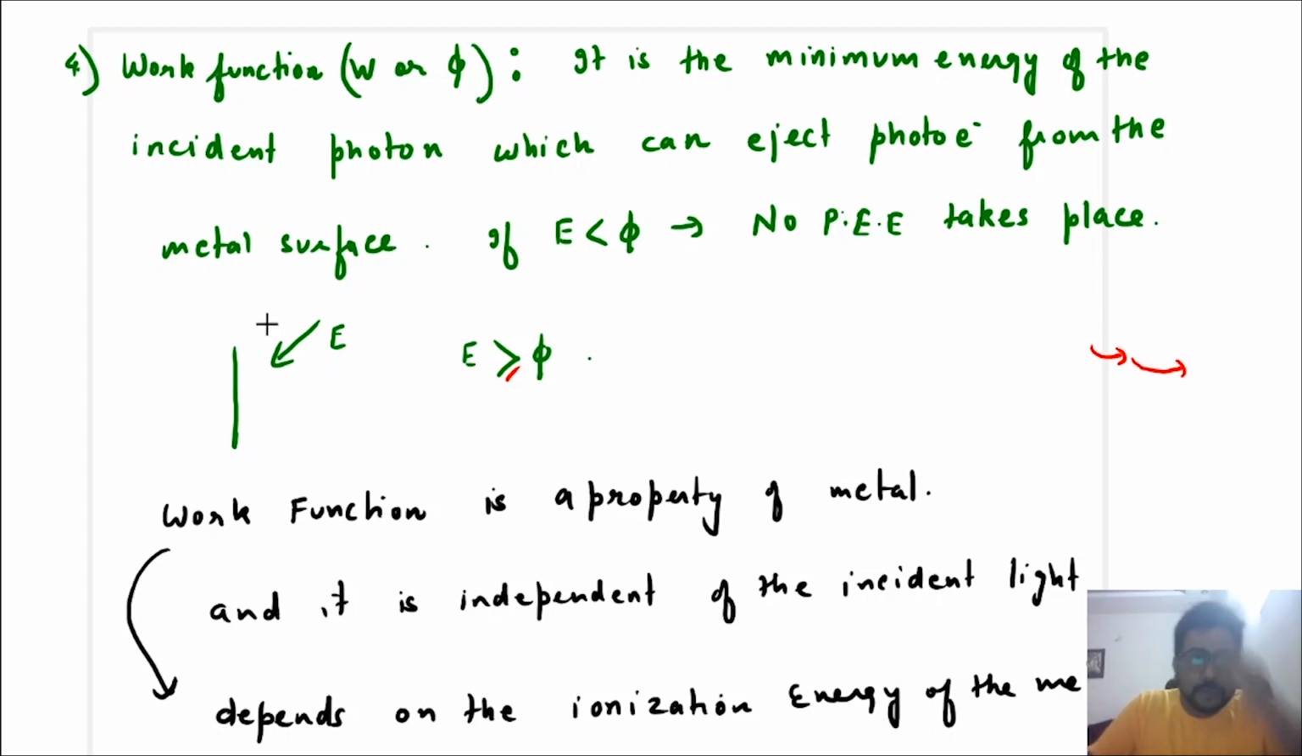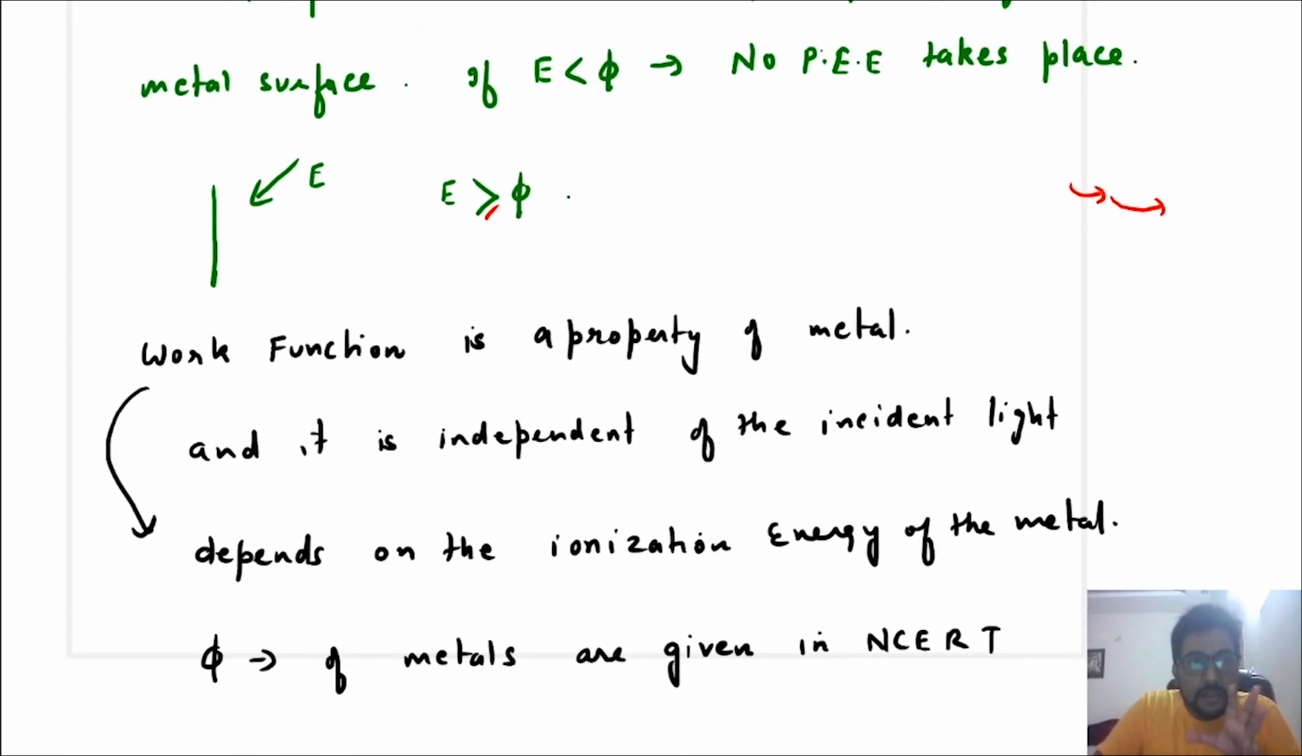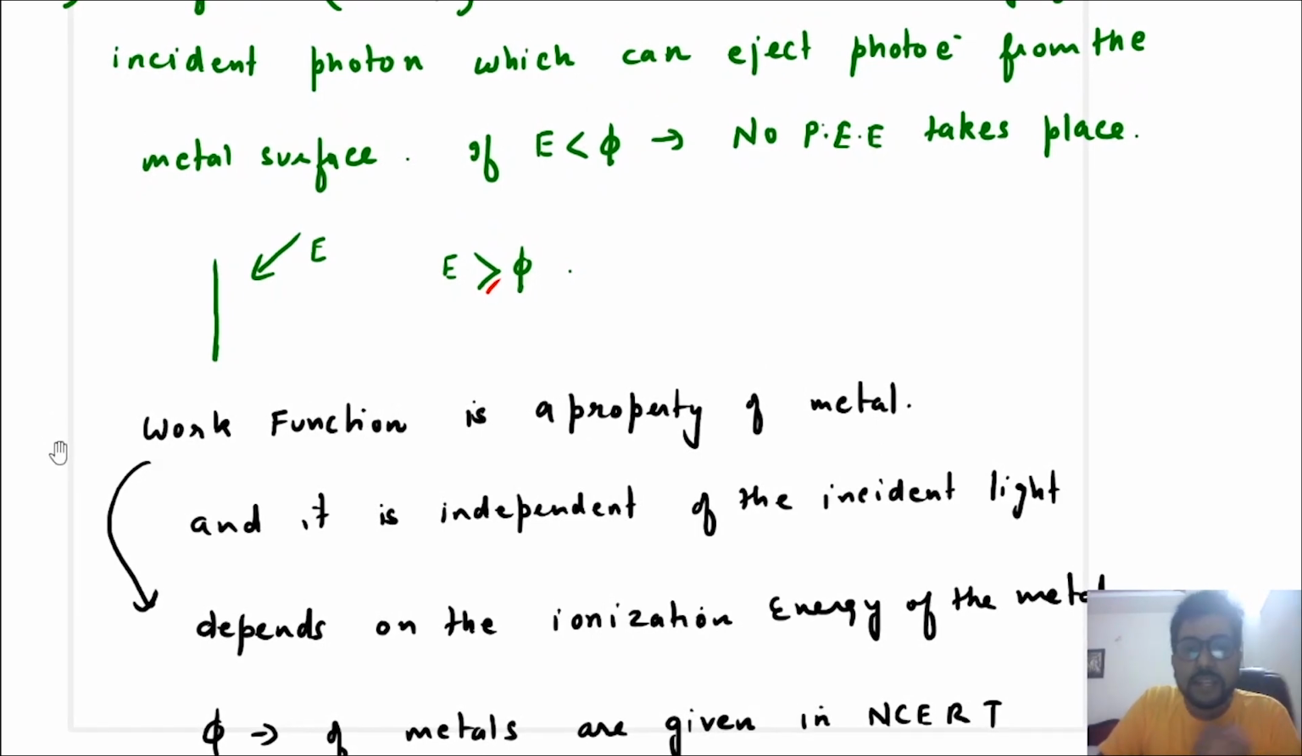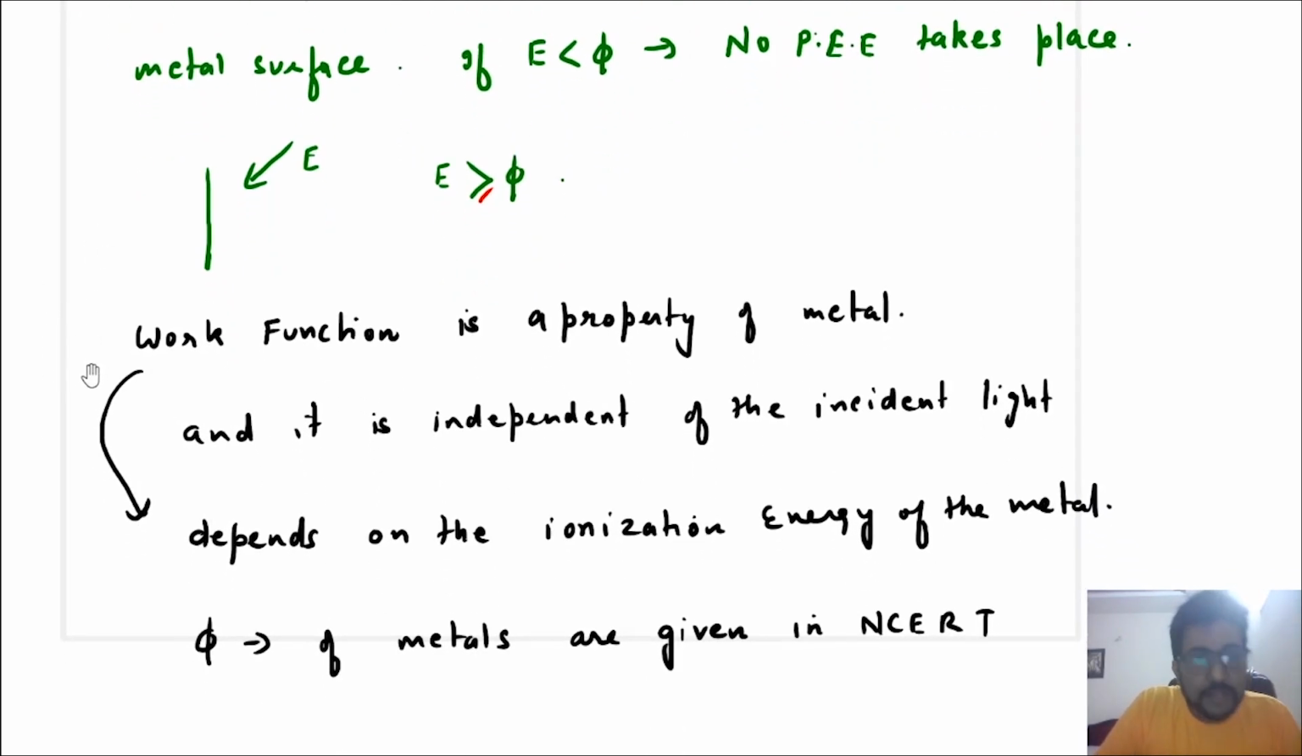So now to eject the electron from the atom, you need how much amount of energy? That is called the ionization energy, right? So the work function of the metal, which is represented by phi or W, is dependent on the ionization energy of the metal. Now in your NCERT textbook, the work functions of different metals are given.